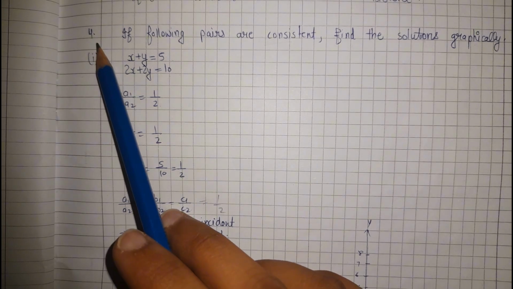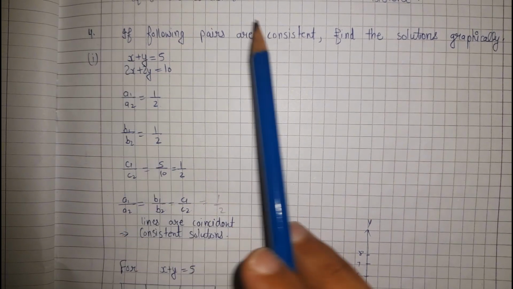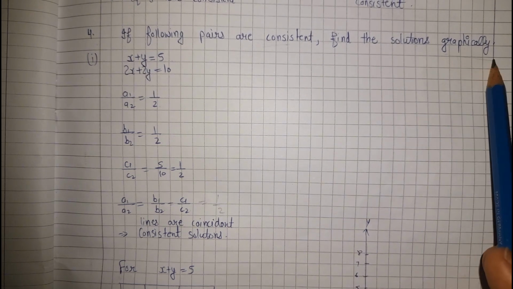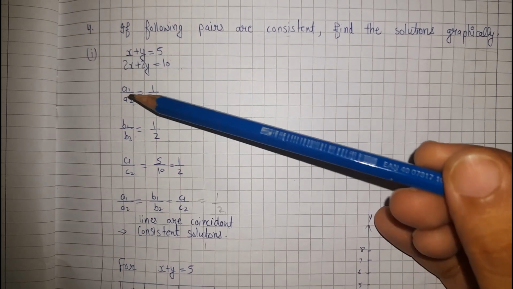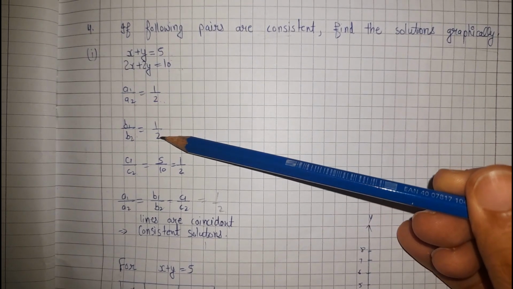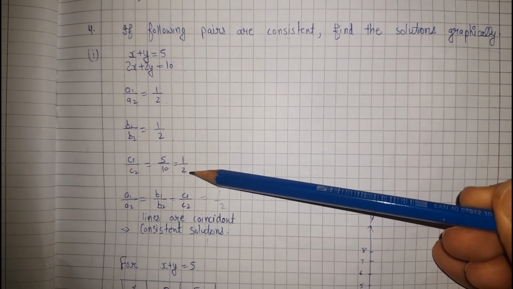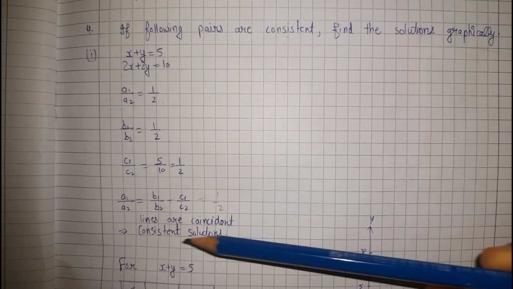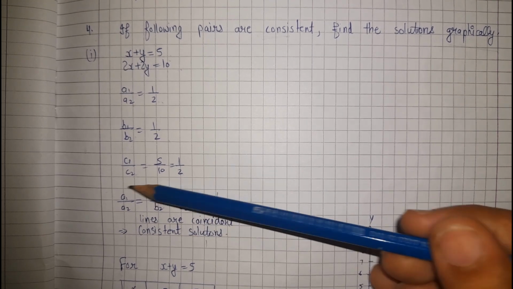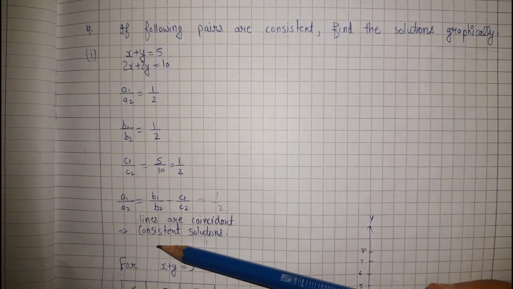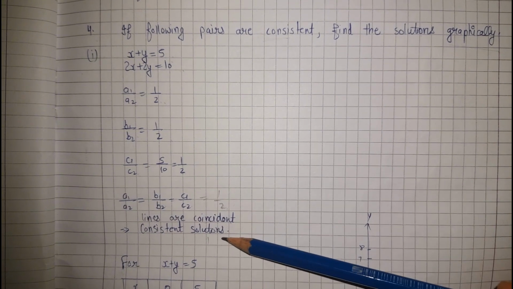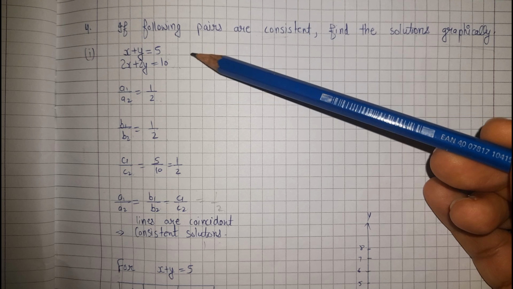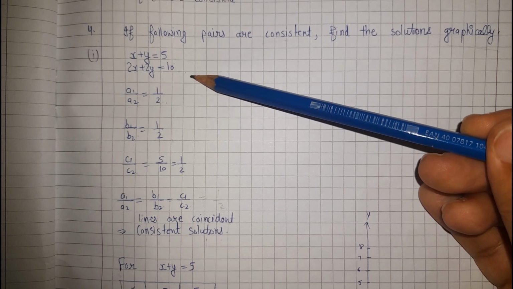Number 4. Check whether the lines are consistent or not. If they are consistent, find their solution graphically. In the first part, a1 upon a2 is equal to b1 upon b2 is equal to c1 upon c2. That is equal to 1 upon 2. The lines are coincident lines. This is a condition for the coincident lines. So coincident lines are consistent. So these two equations are consistent equations. Since the equations are consistent, we can find the solution.